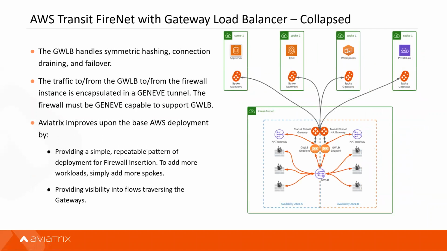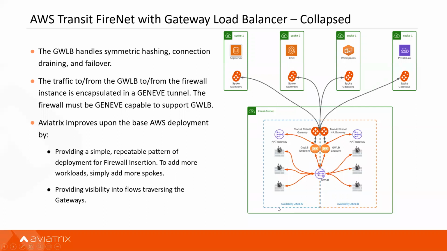Now here's our architecture with the Gateway Load Balancer. We support that as well. And it's pretty similar here. You have your spoke gateways connect to the FireNet transit gateways. But instead of pointing directly to the firewalls, we point to the Gateway Load Balancer here. And you've got different endpoints in different AZs there, as well as the actual Gateway Load Balancer, which distributes the traffic to the firewalls using this Geneve tunnel that AWS has decided to use. But we don't really have to worry about that part because we're just sending traffic to these endpoints.